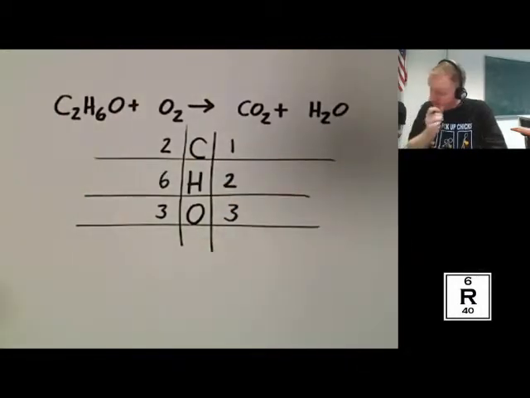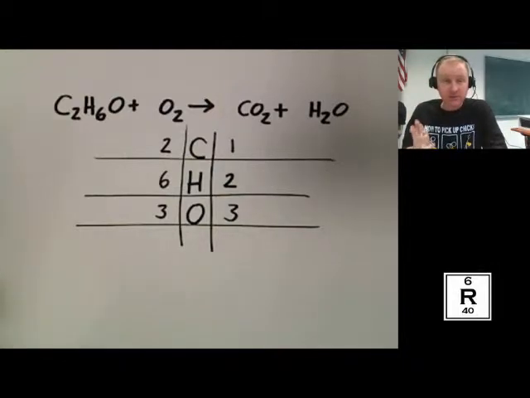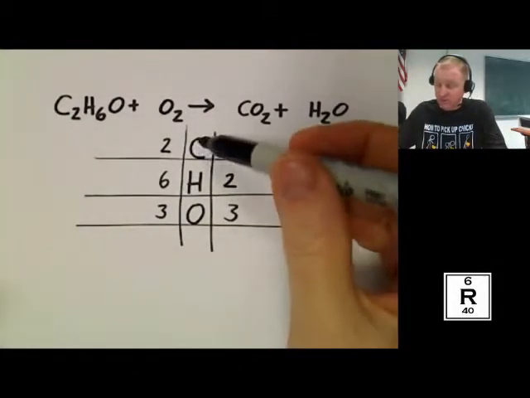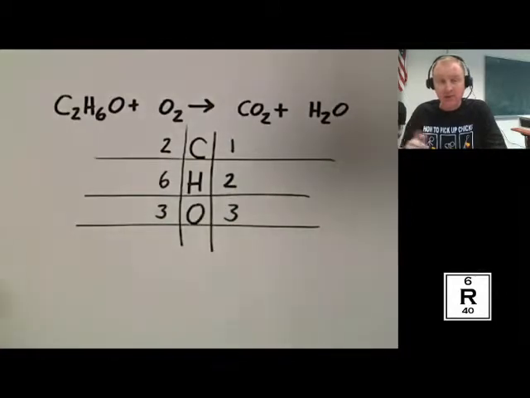Okay, so we're going to try the third step. Remember, there were 4 steps. So I just did the first 2. The first one is list. The second one is count. The third one is let's try to balance this 1 atom at a time.